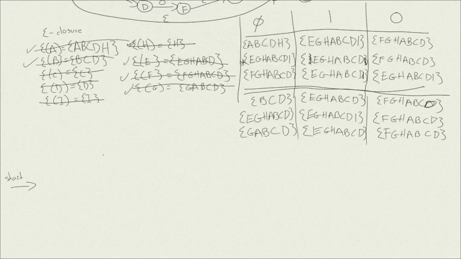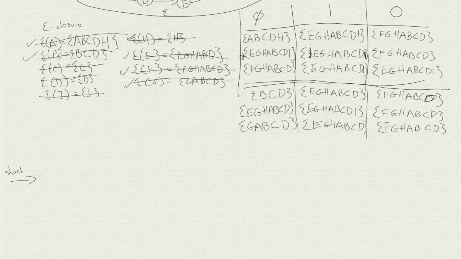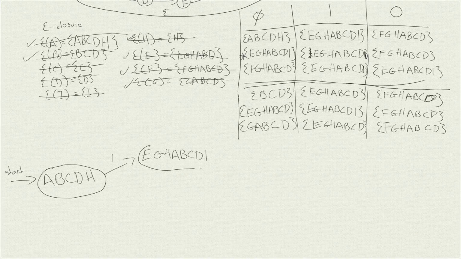Now we don't need to reference the graph, the NFA, anymore, but we do need to reference the table. So we'll keep the state. We'll say A, B, C, D, H. That's going to be the name of our first state. And then with 1, it goes to a state called E, G, H, A, B, C, D, I. So I'm simply reading the table. And because it includes I, just like our NFA, this must be a finishing state.